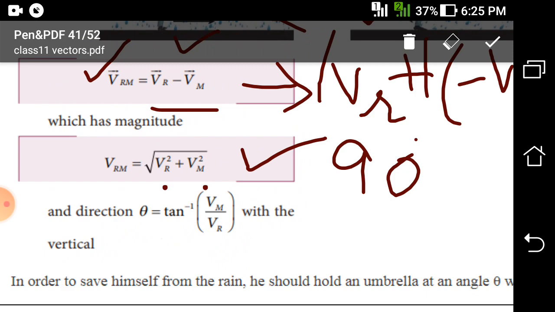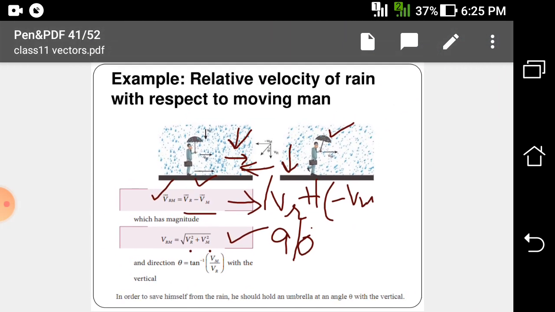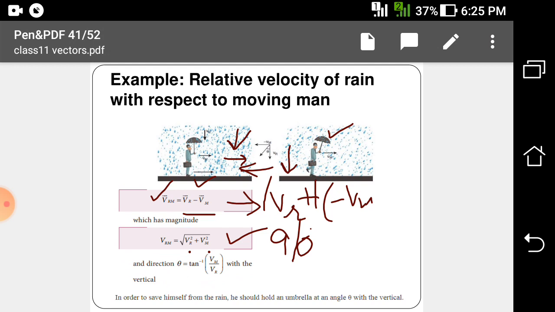Clear hai. So this is the example of relative velocity of rain with respect to moving man, and you have to solve the numerical based on the relative velocity in 2 dimension.